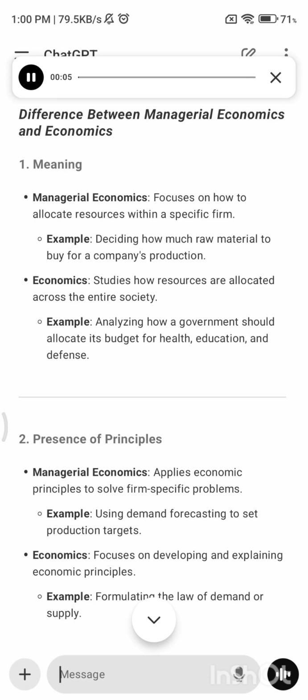Meaning, managerial economics focuses on how to allocate resources within a specific firm. Example, deciding how much raw material to buy for a company's production. Economics studies how resources are allocated across the entire society. Example, analyzing how a government should allocate its budget for health, education, and defense.